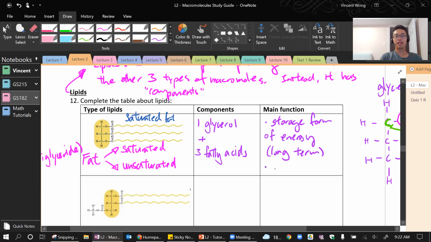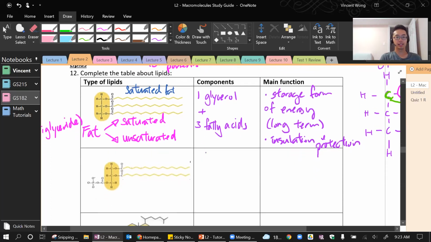But fat is also good for insulation and protection. You will often find lipids around organs. They will keep them warm in the winter, insulate, and protect them if you fall on the ground. They're kind of like bubble wrap, kind of cushions the shock a little bit. So that is the fat.